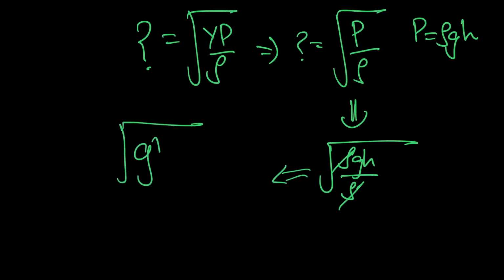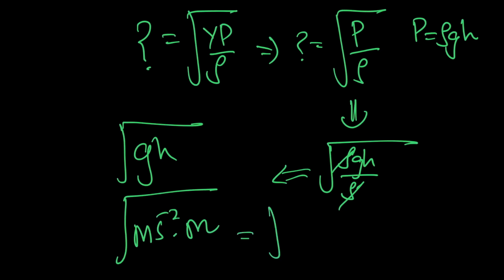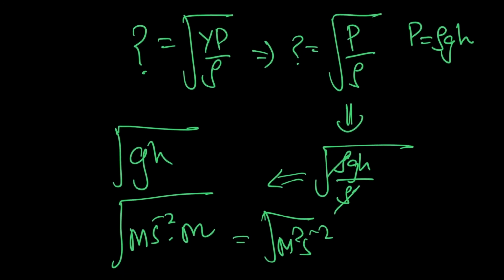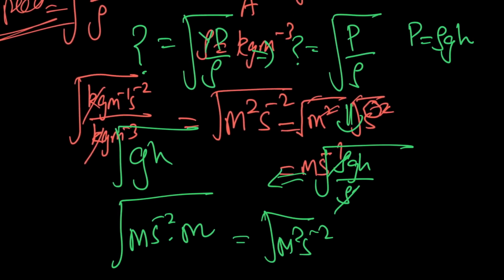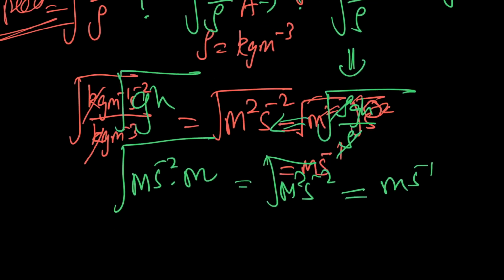Now under root gh, what is g? G is acceleration. What is h? H is height. So the unit of acceleration is meter per second square. The unit of height is m. So you'll get under root m squared s minus 2. Again, you end up with the same answer as earlier. If you remember, you got this. So if you can see, you got under root m squared s minus 2 over here, and I'm getting the same thing over here. So it will cancel out and become ms minus 1, and that's exactly what we wanted, that this answer should be ms minus 1. So the quantity that you were looking for was speed. Brilliant.